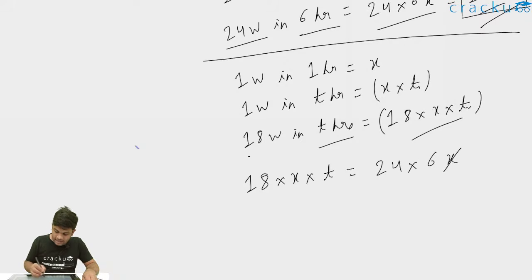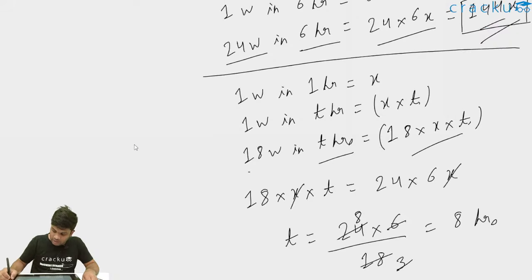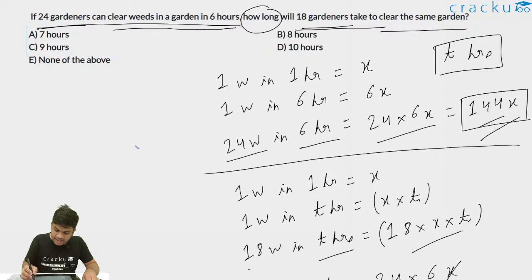Now x will cancel out on both the sides. So t will be 24 into 6 by 18. 6 and 18 will cancel out 3 times. 24 and 3 will cancel out 8 times. So the answer is 8 hours. So it means that 18 gardeners will take 8 hours to clear the same garden. Okay, so the answer is option number B, which is 8.